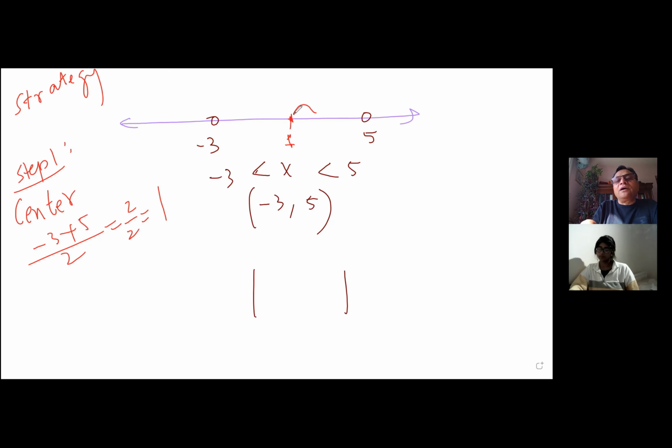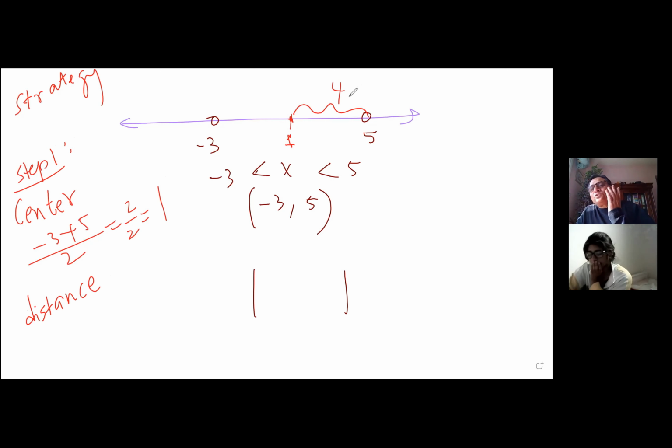Second step is, how far are you from the boundary? Find the boundary distance. So distance is 4 units, correct? Now, absolute function sits right there in the center and is saying that you should be within 4 kilometers now. Is that okay?